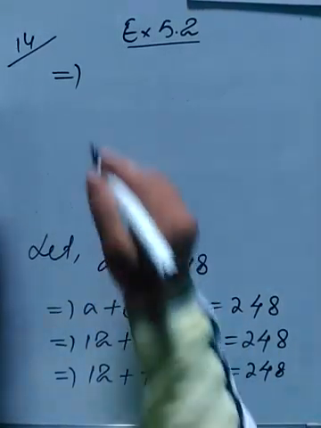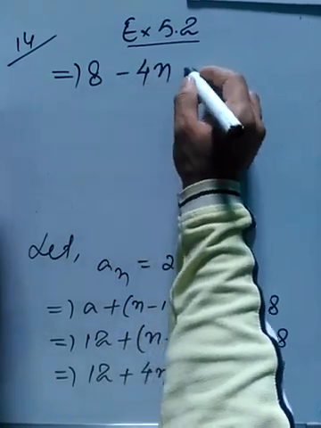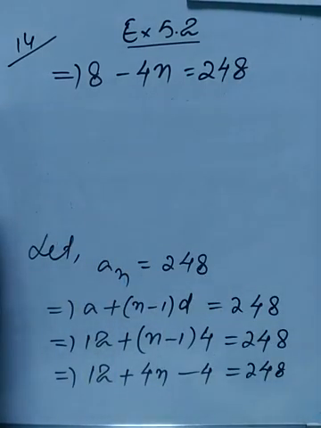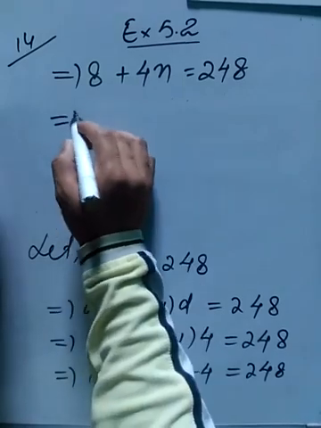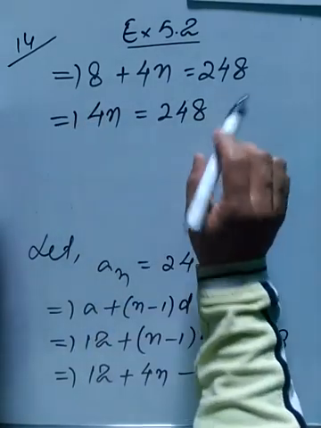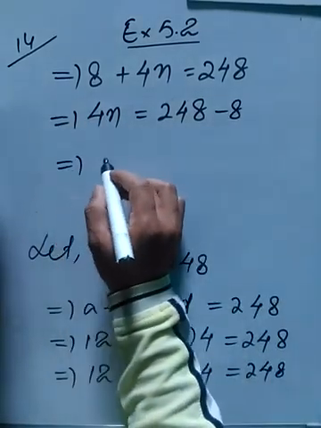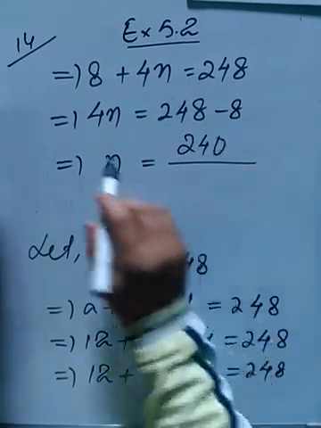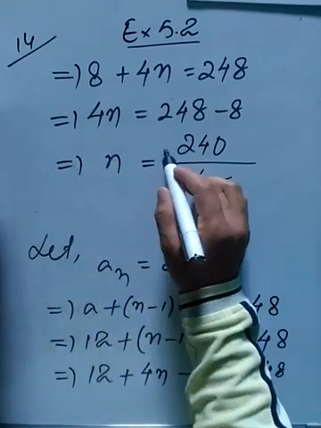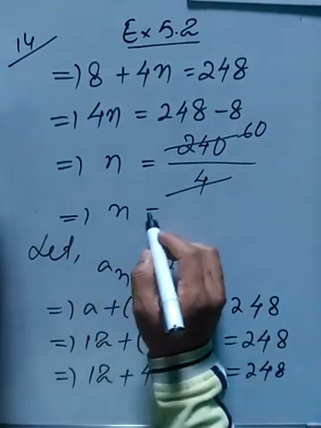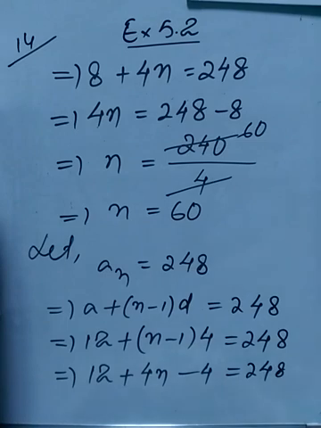So 12 minus 4 gives 8, then plus 4n equal to 248. Sorry, this is plus. So this 4n will be written here, then 248. 8 will go to the other side, it becomes minus 8, so that n is 248 minus 8, we get 240. So this 4 will come down, so when we divide 240 by 4, 4 6s are 24, then with this 0, 60. So n is 60. That means between 10 and 250 there are 60 multiples of 4.